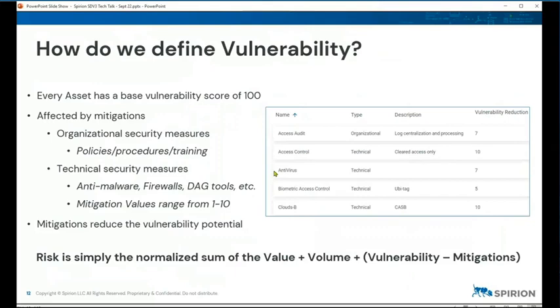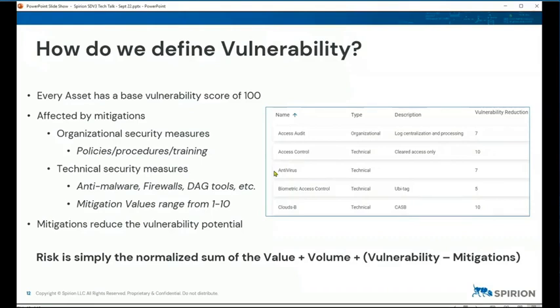And we can affect that by mitigation circumstances, such as organizational security measures. This tends to be things like policy and procedures, training, spear phishing or password policies, etc. Those are the sorts of things that can apply to a mitigation score. And we have technical security measures. These are hardware and software solutions like Spirion or anti-malware, firewalls, DAG tools, etc.